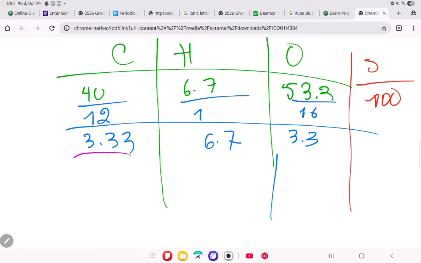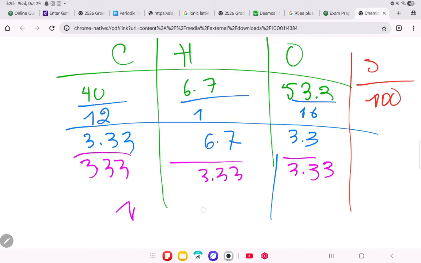And we will get an approximate ratio of 1 to 2 to 1. So the ratio is 1 to 2 to 1. That means the simplest formula is going to be CH2O. Perfect. Okay. Now we have what? We have the empirical formula, which is CH2O.